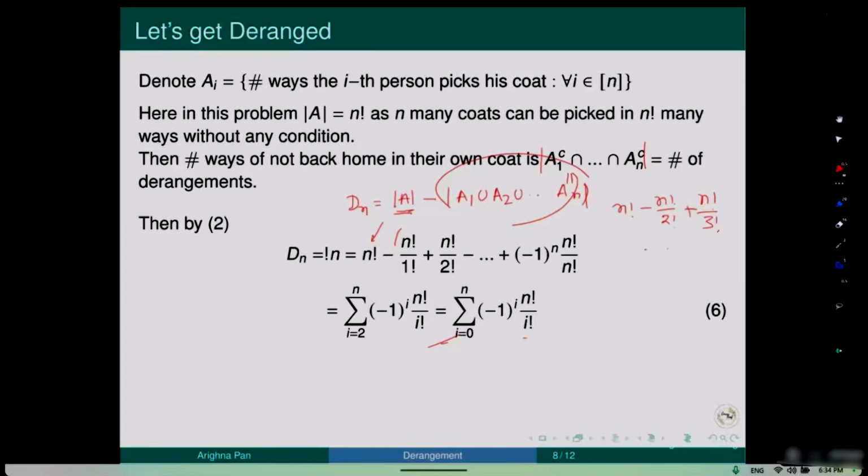After some calculation, we will have this thing, that is n factorial minus n factorial by 1 factorial, and the nth case it will be minus 1 to the power n times n factorial by n factorial. And if we calculate this again, it will be the summation from i equal to 0 to n of minus 1 to the power i into n factorial by i factorial.